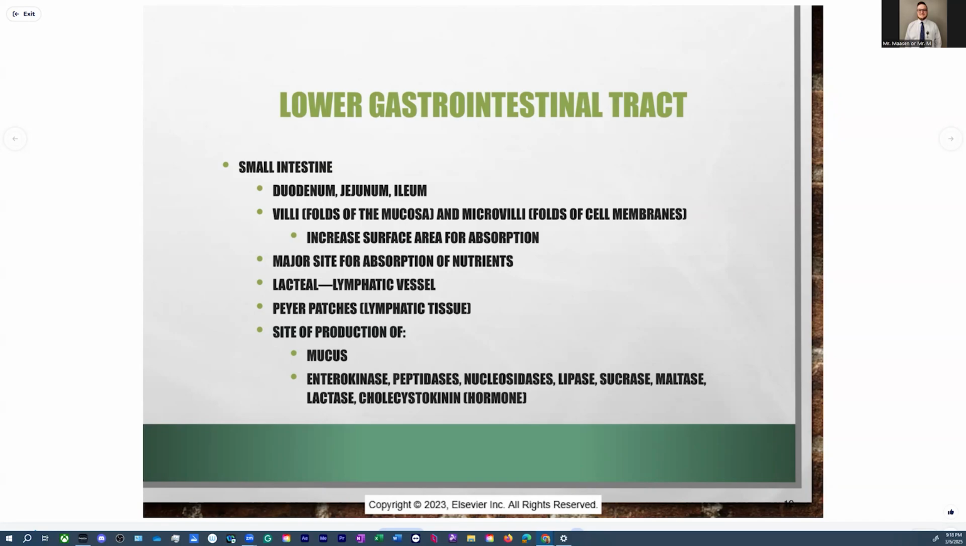So other things to note about the lower GI tract, especially the small intestine. The small intestine has these ridges or folds in the lining, so the tube's not smooth and straight. The tubes that make up our small intestine kind of have these mountainous regions to them. These ridges they call villi. And villi are part of that mucosa layer, these folds, and the cells on them even have what they call microvilli. What's the purpose of this? To increase surface area for absorption.